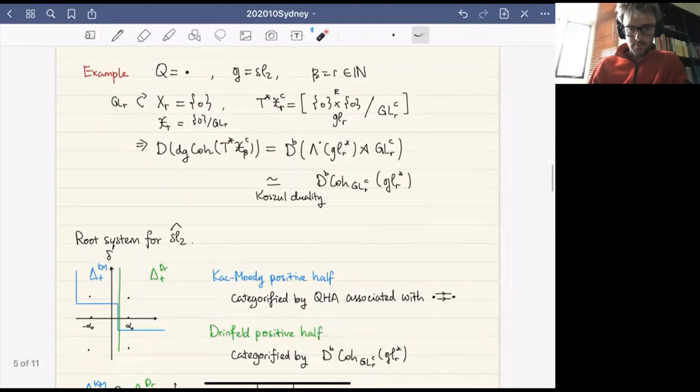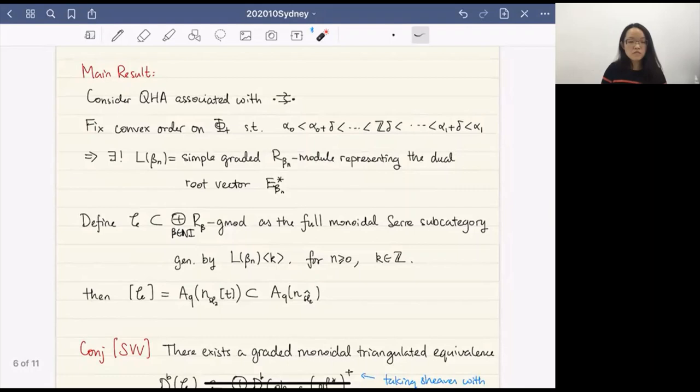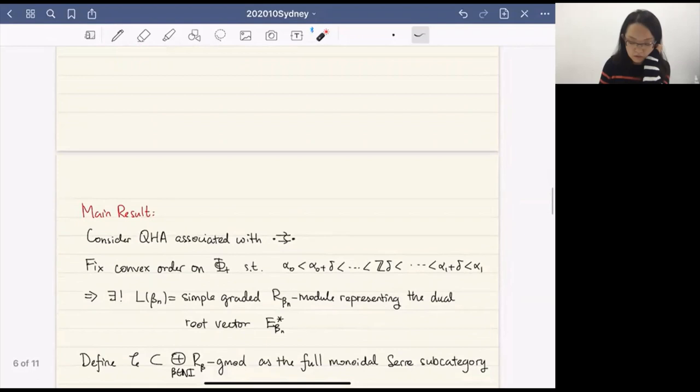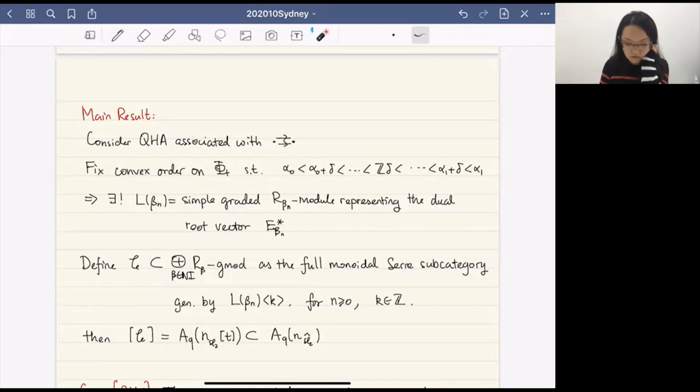Yeah, so then I can just explain the main result. Our main result only works in this SL2 setting. I need to first tell you how we define this subcategory, which corresponds to the intersection of the Kazhdan-Lusztig positive part and the Grünfeld positive part. And this is done in the following way.